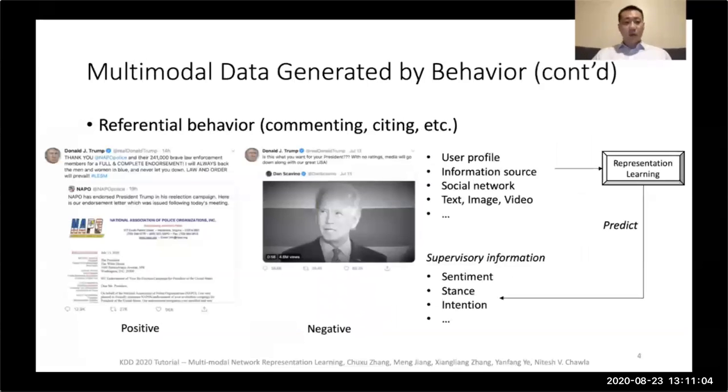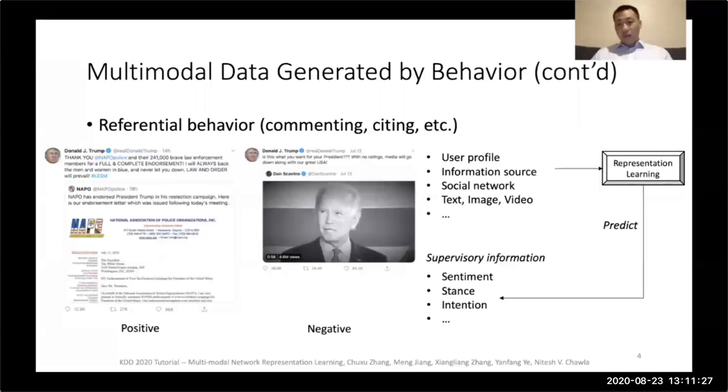The second example is what I call referential behavior. On Twitter, for example, you can retweet something and add comments. Like here, the president of the United States can retweet two different kinds of posts and add his comments to them, either positive or negative.